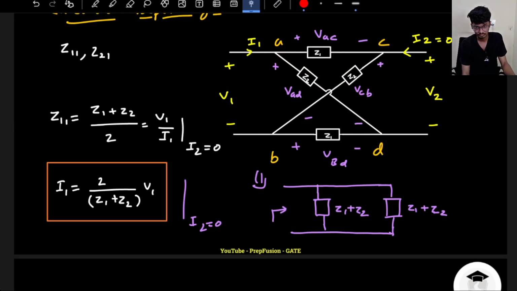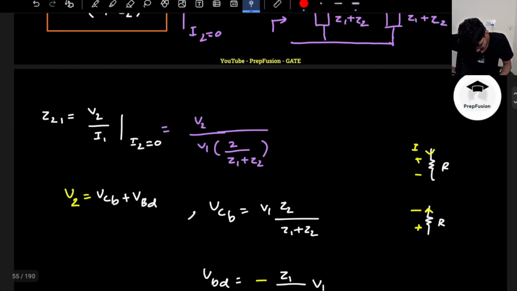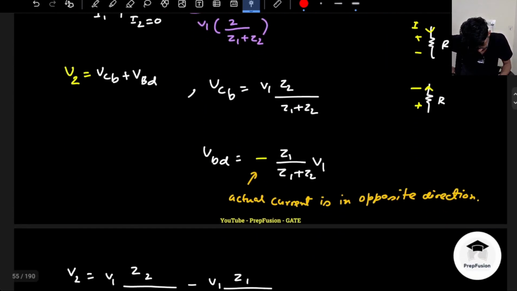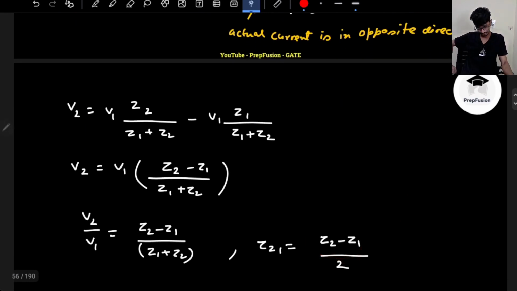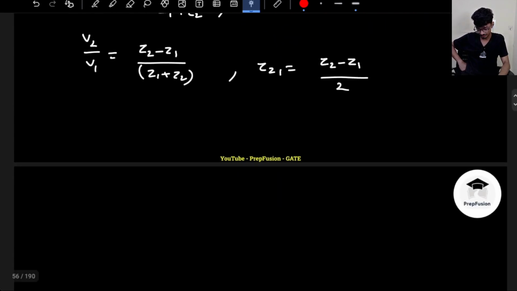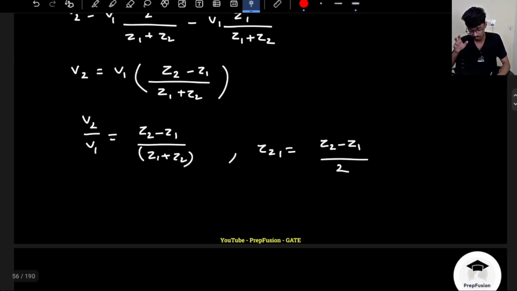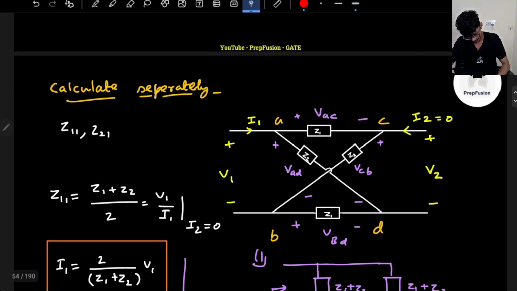So I was just checking whether I have done everything correct or not, because in my notes, what I have written is this formula should be coming with Z1 minus Z1, not with Z2 minus Z1. So somewhere it seems I have made a mistake here. That is what I am trying to understand. Okay, let's find out the other parameters, then we'll see, because this is a reciprocal network, so Z21 should be equal to Z12. So let's find out the other parameters.